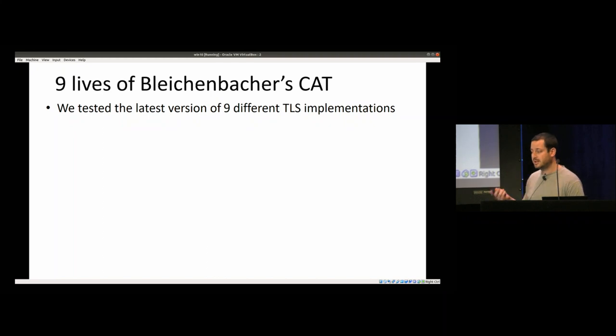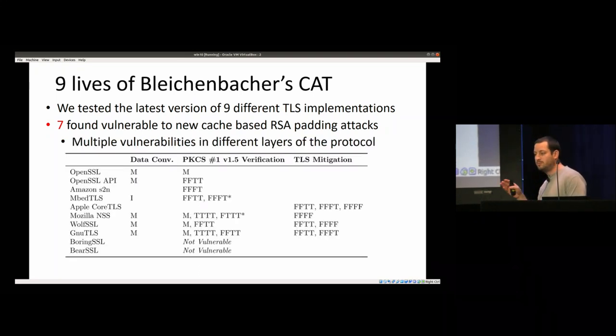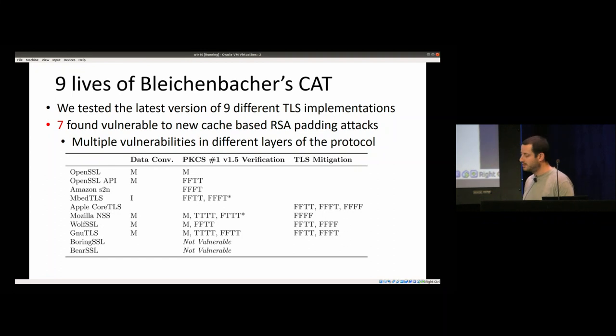OK. So what we did in our work, we went over nine different TLS implementations and tried to look at the security of the RSA key exchange option. And we found that 7 out of those 9 implementations were vulnerable to new types of cache-based padding oracle attacks that enable us to retrieve data on the plaintext. And there were a multiple number of vulnerabilities in different layers of the protocol implementation. And there's a lot of different oracles that we were able to find. And this is nice and interesting work.